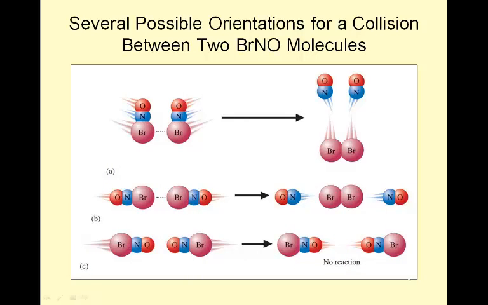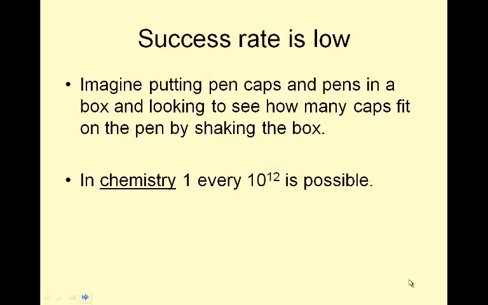So looking at this, if I'm trying to make two NOs and a Br2, this orientation would produce a good result. This orientation would produce a good result. This orientation could never make those. And realize things collide at different than 90-degree angles.